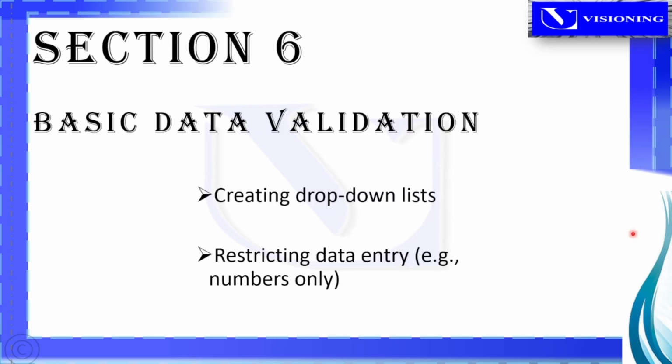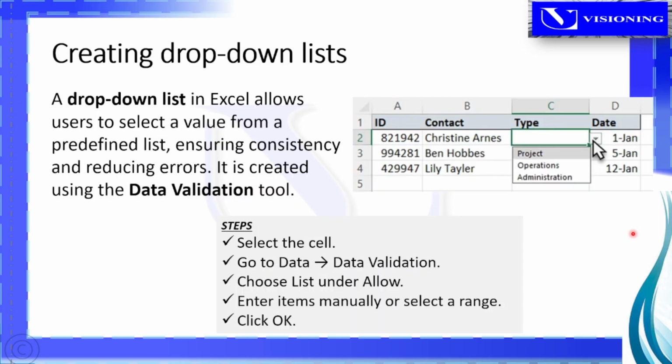Yes. Now let's look at basic data validation. With basic data validation, we will be looking at creating drop-down lists and also restricting data entry, for example, numbers only. A drop-down list in Excel allows users to select a value from a predefined list, ensuring consistency and reducing error. It is created using the data validation tool.